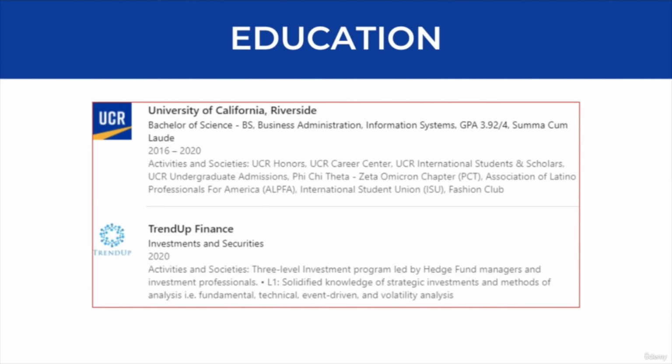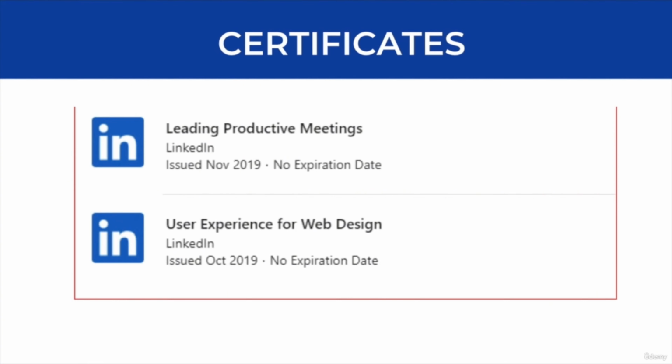Education. Mention your degree and coursework. Relevant activities and societies that you were a part of during your college days. Mention your CGPA if it's above average. Certificates. Add relevant course certificates to grab companies' attention.